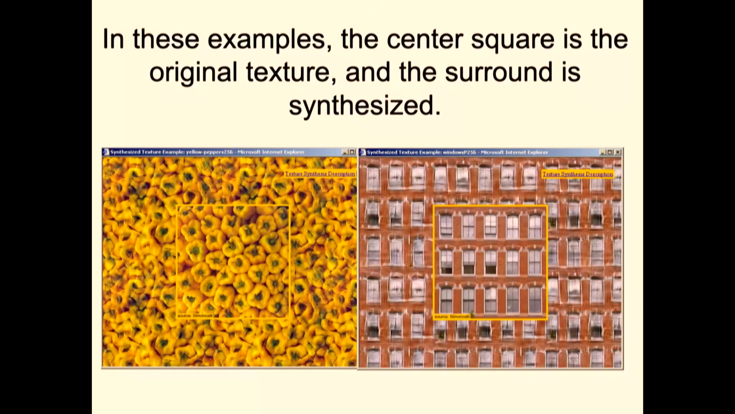Here are some other examples where the center thing is an actual photo of a texture, and then the surround is synthesized from the statistics of the original, constrained to agree at the boundary. So you can get this endless New York apartment building on the right, and lots and lots and lots of bell peppers on the left. Any questions about this?